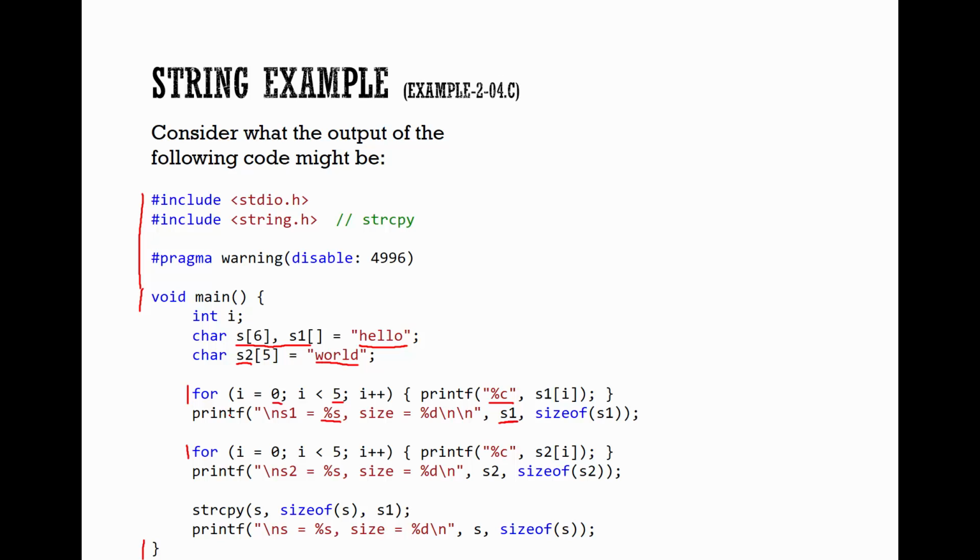There will be S1 equal hello, comma, size equal 6. So that's the size of the array. That shouldn't be too bad. Now, our issue or our concern is actually going to be on this 4th line here.